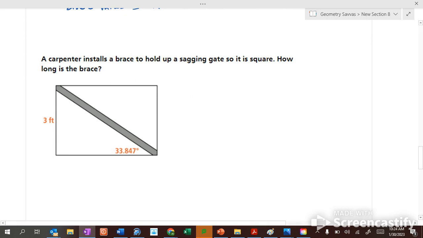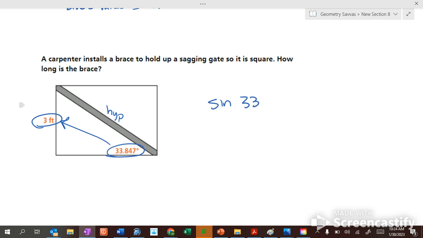A carpenter installs a brace to hold up a sagging gate so it is square. How long is this brace? Here's my angle. Here's my opposite. This is my hypotenuse. How long is my hypotenuse? What trig function do I use for opposite and hypotenuse? Sine. So the sine of my angle, 33.847, equals my opposite side, 3, over my hypotenuse, we'll call it x.